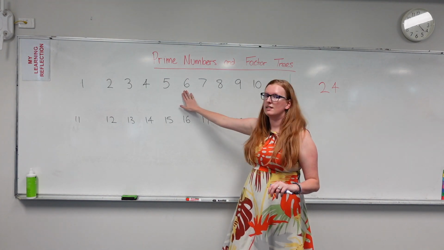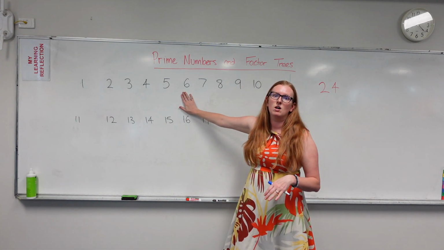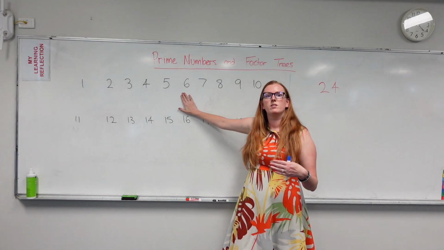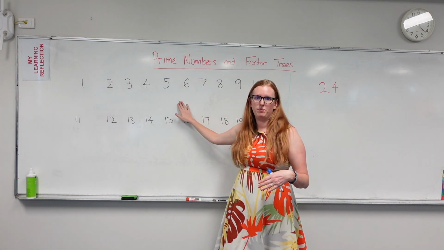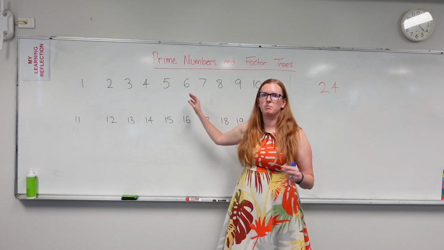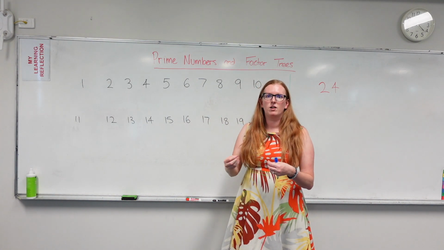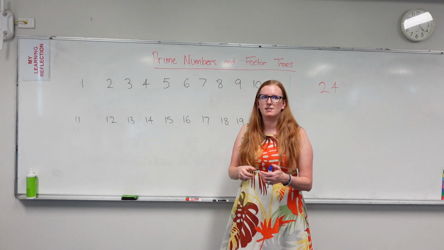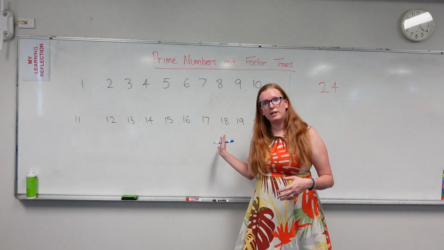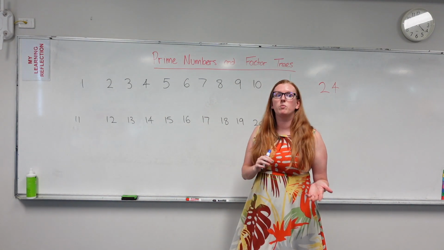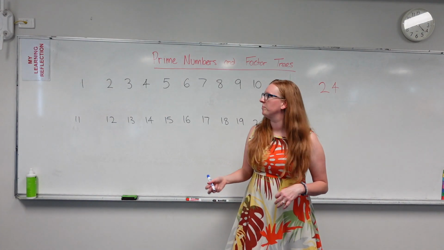Whereas if I look at the number 6, I can go 1 times 6, or I could go 2 times 3. So it is a composite number. So it's not prime, it's composite because it's composed of lots of different factors. Okay, cool. So let's quickly go through these numbers and figure out which ones are and which ones aren't prime.